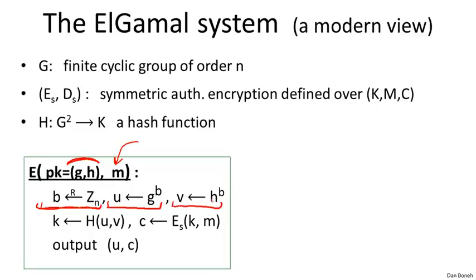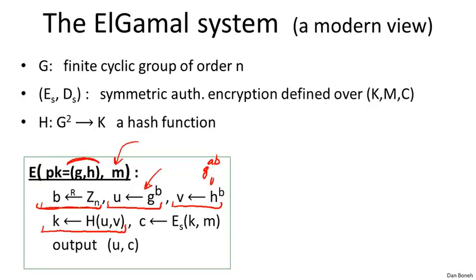That's v equals h to the b. If you remember, h was g to the a. Therefore, this value here is really g to the ab. That's the Diffie-Hellman secret. That's the one thing that the attacker doesn't actually know. Next, he's going to compute a symmetric key by hashing this pair u, v. u, of course, is something that the attacker is going to know because that's going to be sent as part of the ciphertext. But v, the attacker isn't going to know.